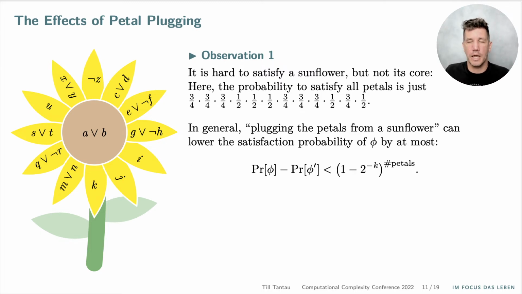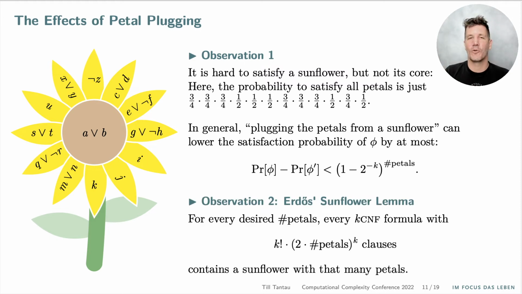We can rewrite this slightly like this, and that gives us a bound on how strongly we change the satisfaction probability. And note, the more petals you have, the smaller the change is going to be. The second observation is called the Erdős sunflower lemma. It says: give me any number of petals you desire, like 12, and any k. Then the moment your formula has more than, say, 4 factorial times 24 raised to the power of 4 something many clauses, there is a sunflower. You're always going to find one.